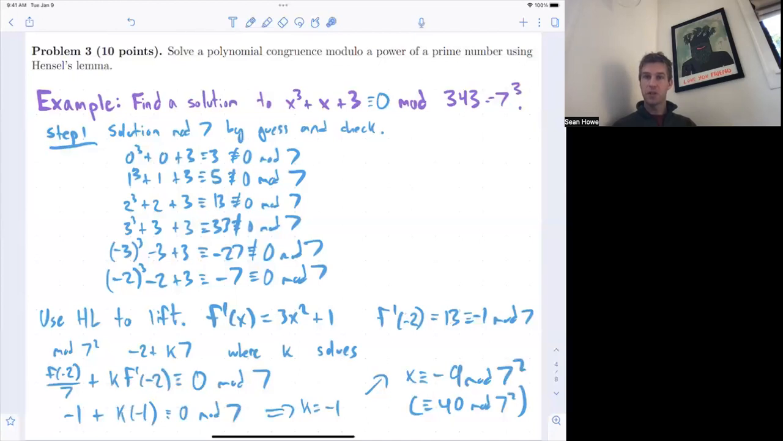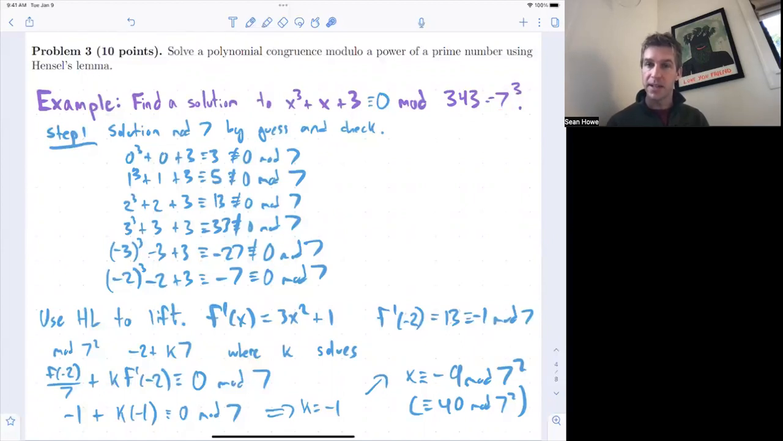Should we come with the first 12 numbers cubed? No, you don't need to come with the first 12 numbers cubed. Thanks for the question. For example, if I ask you to find a solution mod 7 cubed, I'll tell you that 7 cubed is 343.